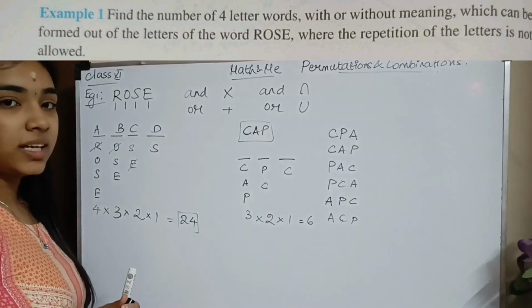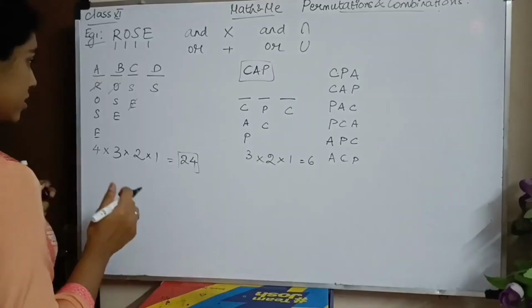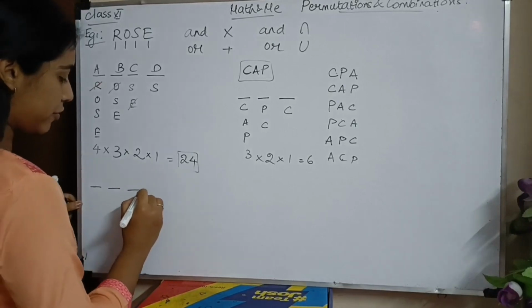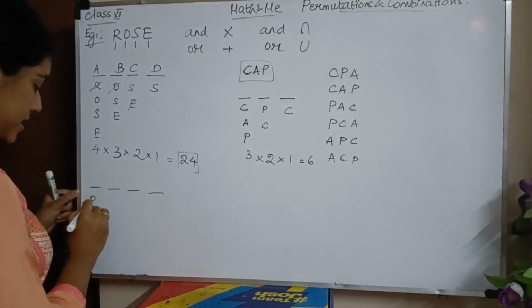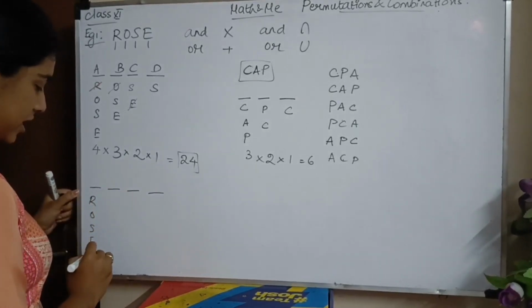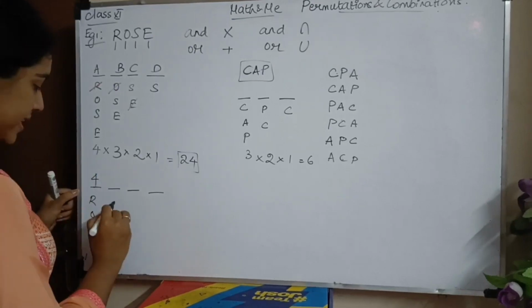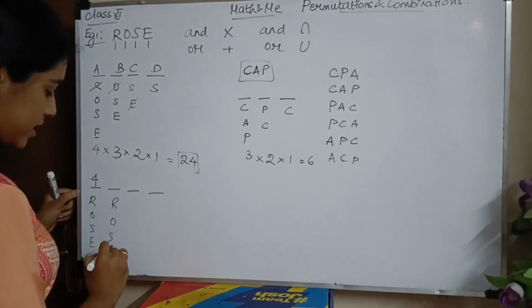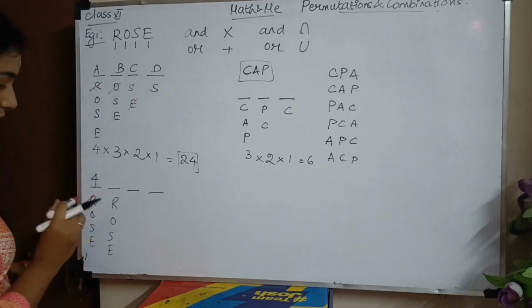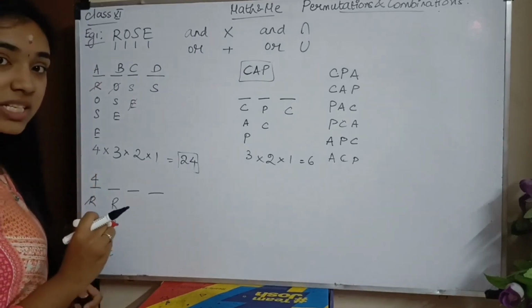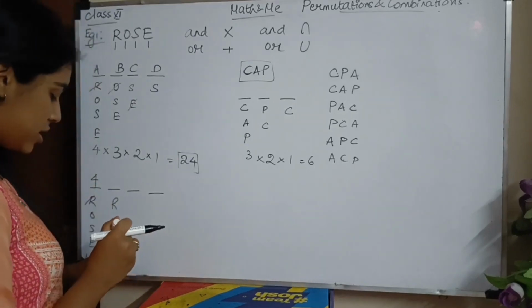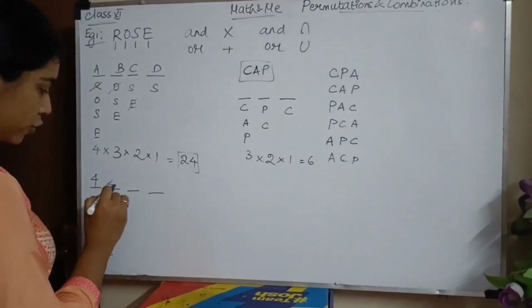What will you do if it is with repetition? For example, you have 4 different places. In the first place I can have R, O, S, E, so I have 4 options. In the second place I can again have R, O, S, E. For example, if R is taken here, I can again have R here because it is with repetition. Correct? So with repetition, I again have 4 options.